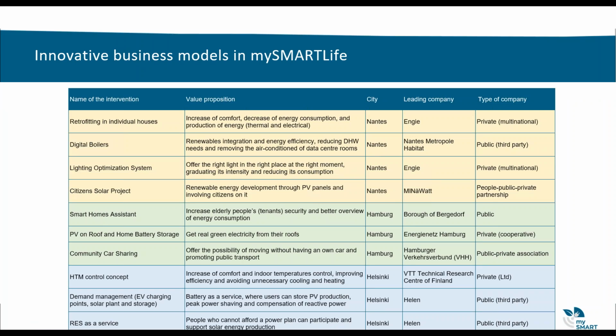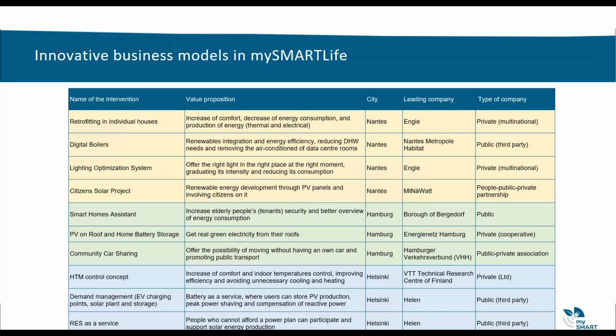So in order to study the different innovations implemented in our project, we selected according to our Lighthouse cities, 3 interventions for the city of Hamburg, 3 interventions for the city of Helsinki, and 4 interventions for Nantes. Starting with Nantes, we decided to study the retrofitting in individual houses, which in general terms tries to increase the comfort and to decrease the energy consumption of houses. The 2nd intervention that we studied was the digital boilers, which promote renewables integration and energy efficiency. The 3rd one was the lighting optimization system, which offers the right light in the right place at the right moment. And finally, the citizen solar project, which involved citizens in developing green energy through PV panels.